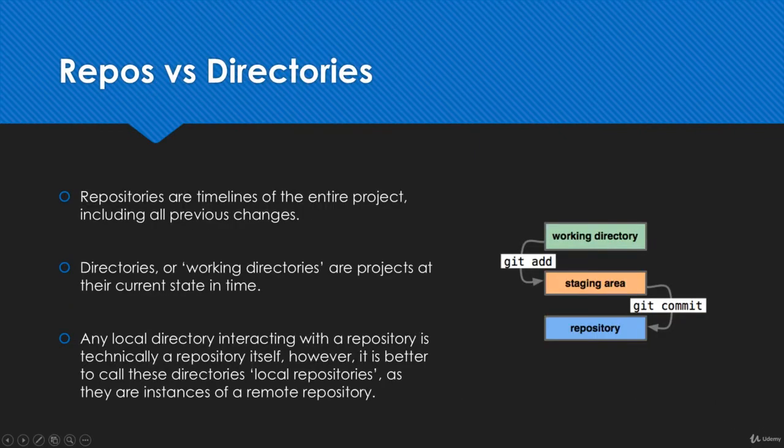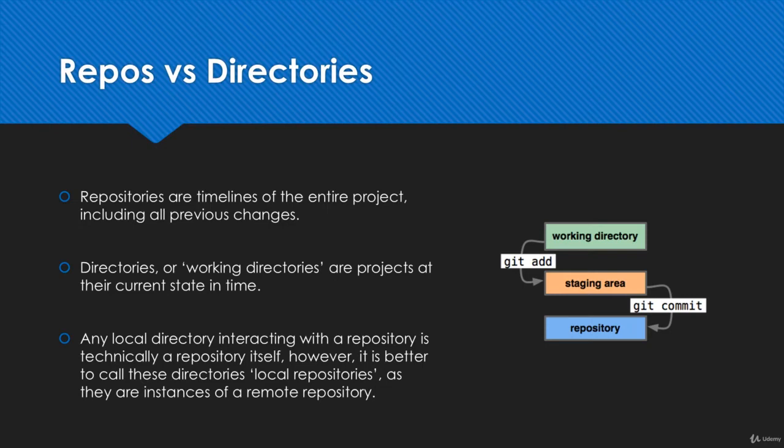Let's talk about repositories, or repos, versus directories. Repositories are timelines of the entire project. Like I said, they track all of the changes from start to finish. Whereas directories usually refer to the project in its current state in time. They're usually called the working directory, but usually when people refer to the directory of a project, they're referring to the project at its current state. Whereas the repository has the full timeline of the project, from when you created the first file to when you just created the 100th file and your millionth line of code. Of course, that's an unrealistic example, but you're kind of seeing what I'm saying here.